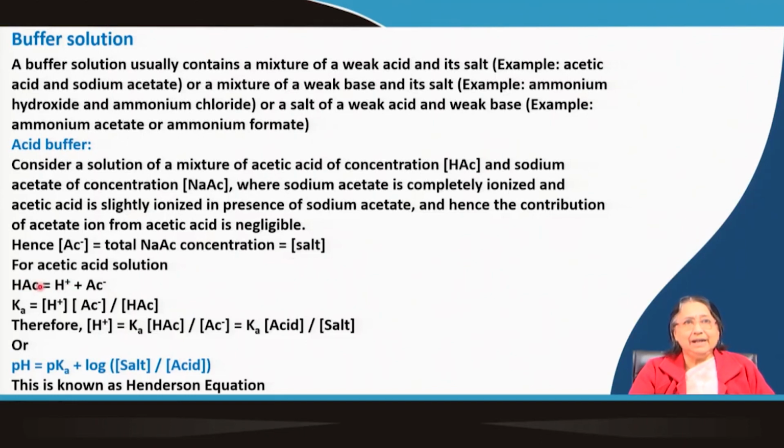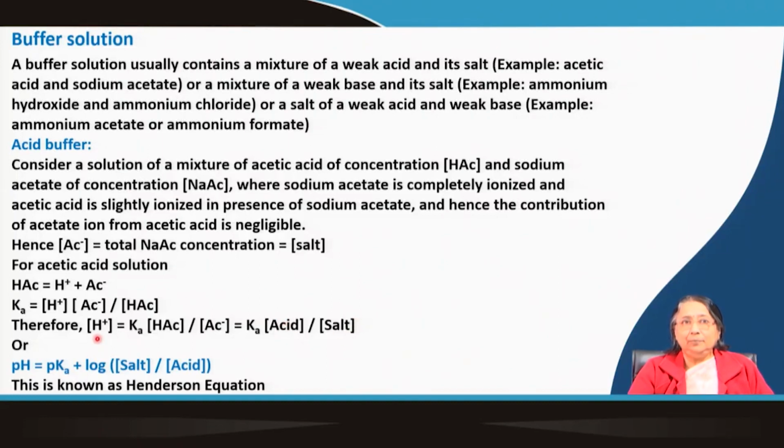Because it is a weak acid, we must consider the equilibrium. HAc, which is acetic acid, is in equilibrium with H+ ion and acetate ion. Ka, the equilibrium constant, is the H+ ion concentration times the acetate ion concentration divided by the HAc concentration. If we change the sides, we get this equation: H+ ion concentration is Ka times the HAc concentration divided by the acetate ion concentration, or Ka times the acid concentration divided by the salt concentration.